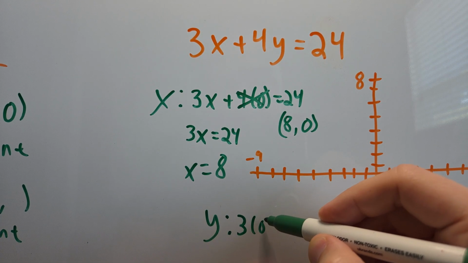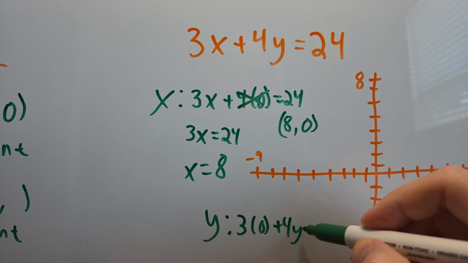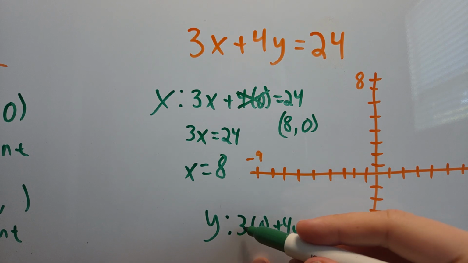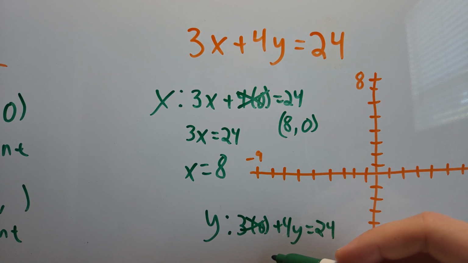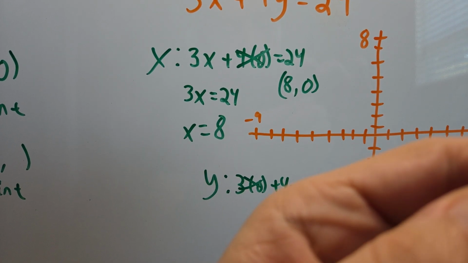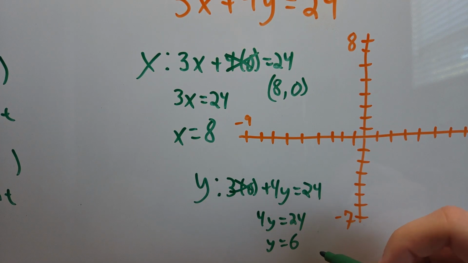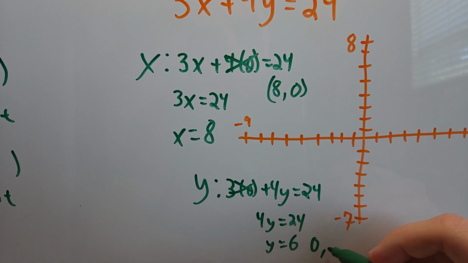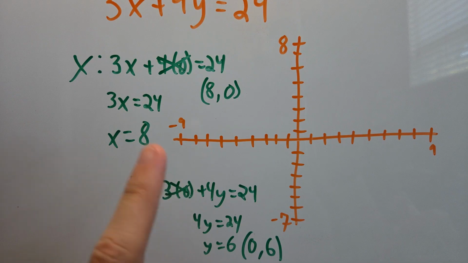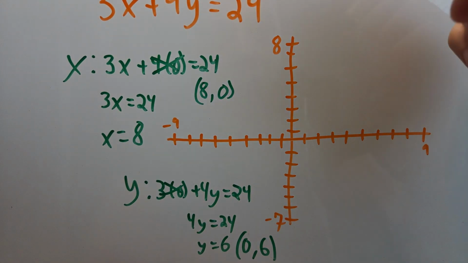Let's go ahead and find the y-intercept. That's 3 times 0 plus 4y equals 24. So this is gone. 4y equals 24. And then dividing this by 4 gives me y equals 6, making the y-intercept 0, 6. If we plot these 2 points, we have our line. So let's go ahead and do that.